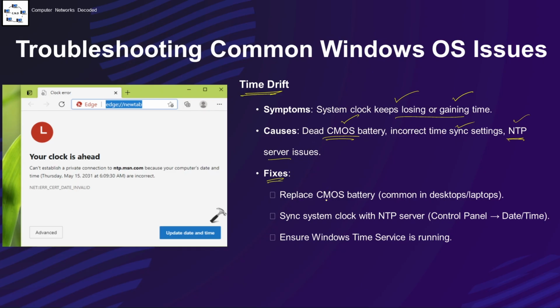The fixes include replacing the CMOS battery, which is commonly located inside desktops and laptops, syncing the system clock with an NTP server, which can be done through the Control Panel's Date and Time feature, and ensuring that the Windows Time service is running.